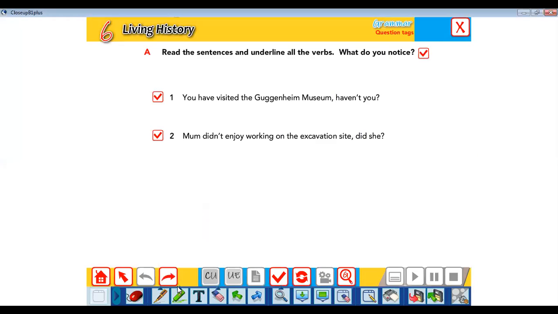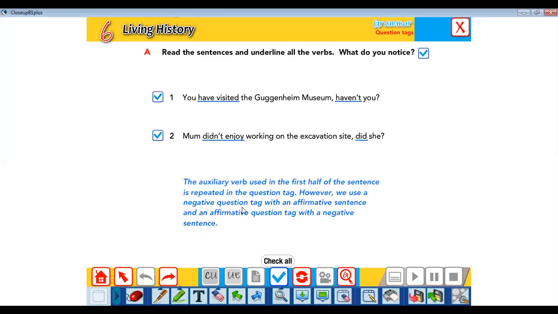Okay, let's start with the first question, A. Here we will read the sentences and underline all the verbs. So we have here have visited and haven't. This is a question tag. Haven't you? Didn't enjoy, it will be did. And this is our rule in the question tag. Have, it will be haven't. Didn't, it will be did.